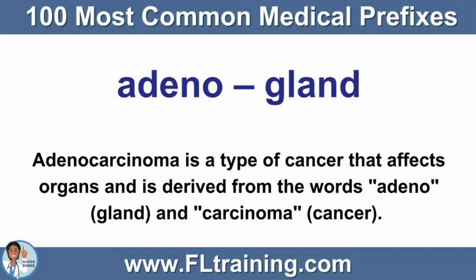Adeno refers to gland. So adenocarcinoma is a type of cancer that affects organs and is derived from the words adeno or gland and carcinoma, which is a suffix that means cancer.